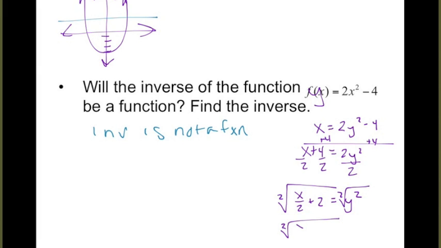Do I need a plus or minus? Yes. And that plus or minus is actually what makes this thing not be a function. That plus or minus is actually what ends up causing us the problem. So when it's square, you do the plus or minus. Anytime it's an even root, so a square root or a fourth root, then we would need a plus or minus.